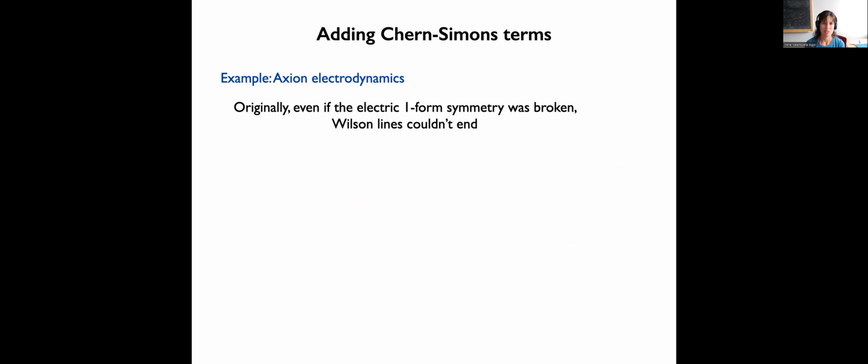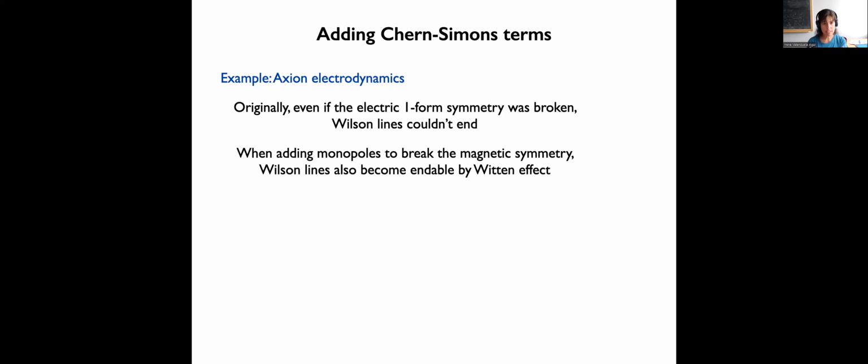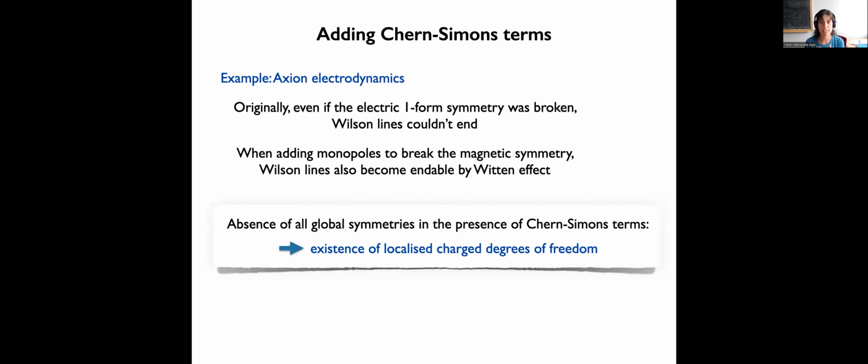Okay, so let's recap what is happening. We had originally some magnetic symmetry that we needed to break. We had monopoles. And even if the electric 1-form symmetry was already broken, so we didn't need to add electrons, the Wilson lines wouldn't end. When adding the monopoles to break the magnetic symmetry, now the Wilson lines become endable by the Witten effect. So you recover this one-to-one correspondence between no global symmetries and endable operators. Okay, so now you have again some electric degree of freedom, even if you didn't require this from the beginning.